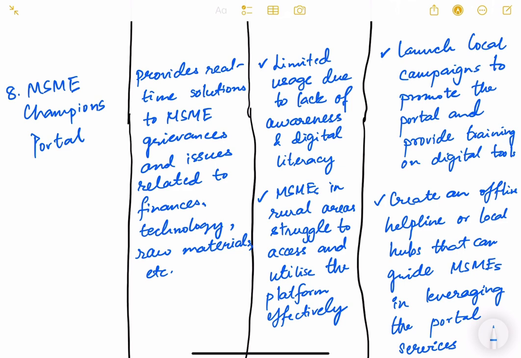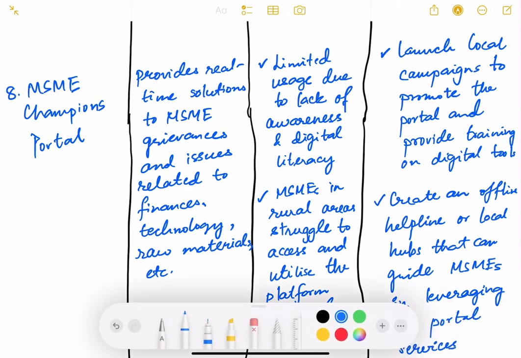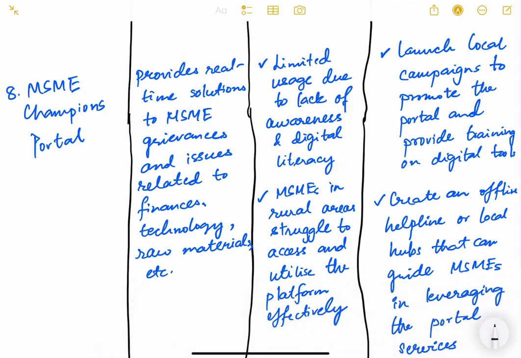Now the next one is MSME Champions Portal. What is MSME Champions Portal? The objective of MSME Champions Portal is to provide real-time solutions to MSME grievances and issues related to finance, technology, raw materials, etc. So it is basically a portal that will give real-time solutions to grievances that MSMEs have related to financing, technology, and raw materials.